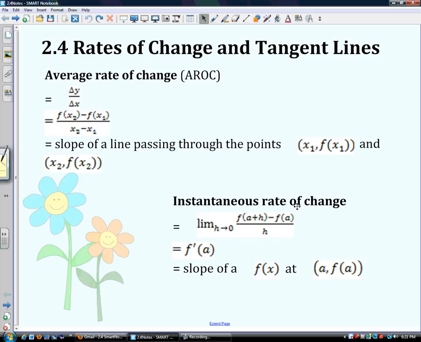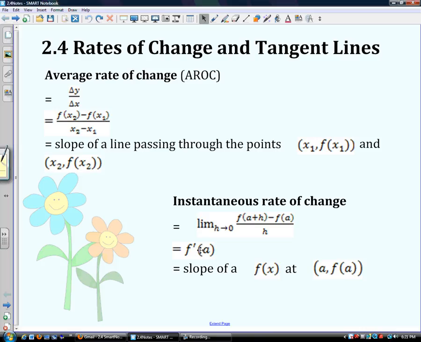Instantaneous rate of change, we are only looking at one point, and so we're saying the slope of some f of x function at just some a, f of a. It is defined as the limit as h goes to 0 of f of a plus h minus f of a all over h. And as I said in the other video, it is very similar to our average rate of change formula, right? Instead of x1 and x2, we're looking at a and then a plus h. Really just a slope formula, and then we want h to be as small as possible. So we have a limit as h goes to 0 in the front. And this is also equal to the derivative at a.